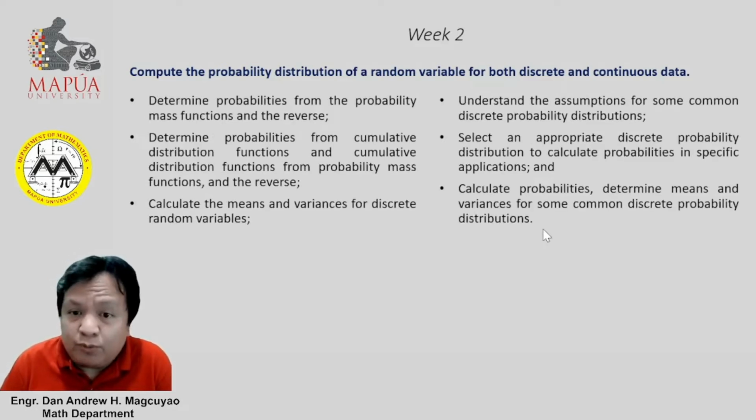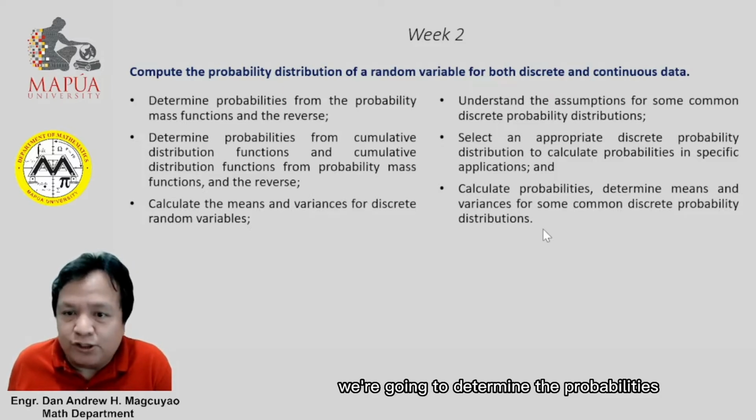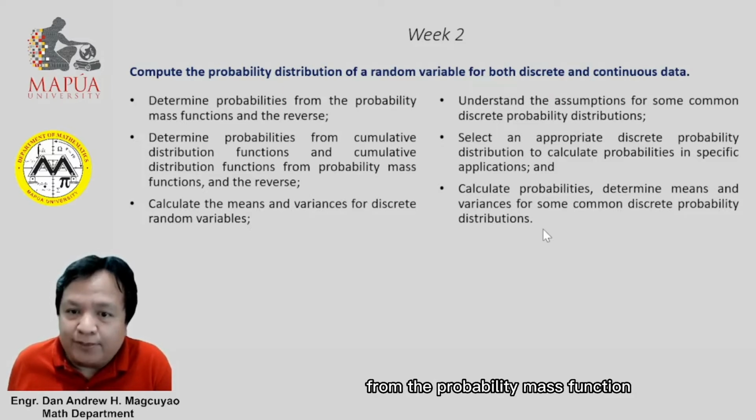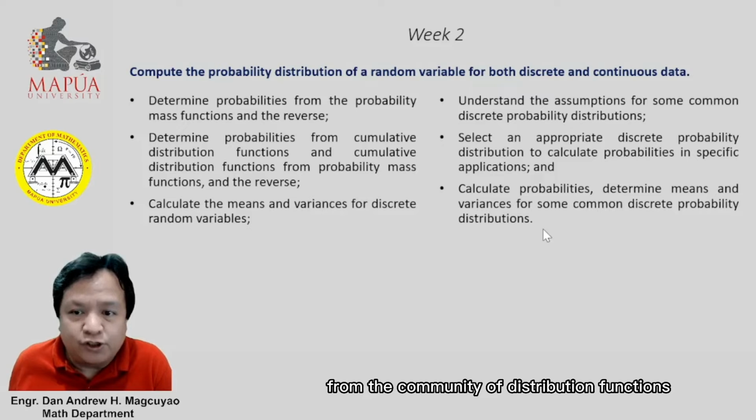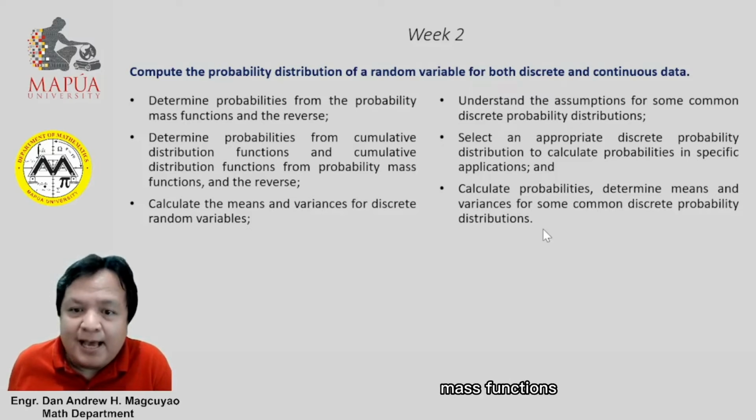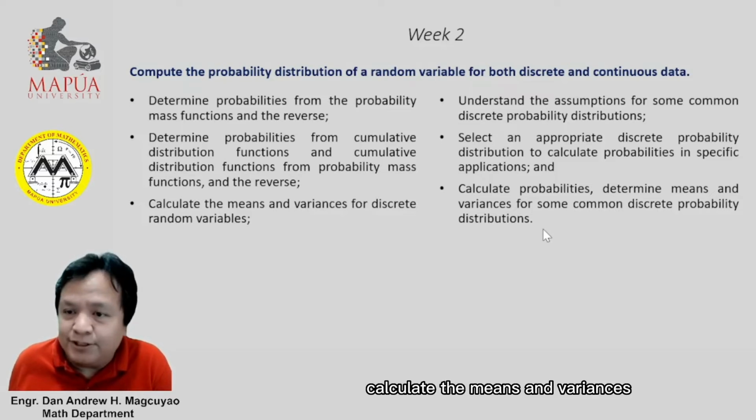In the second week, we're going to determine the probabilities from the probability mass function and the reverse. Determine the probabilities from the cumulative distribution functions and the cumulative distribution functions from probability mass functions and the reverse. Calculate the means and variances for discrete random variables.